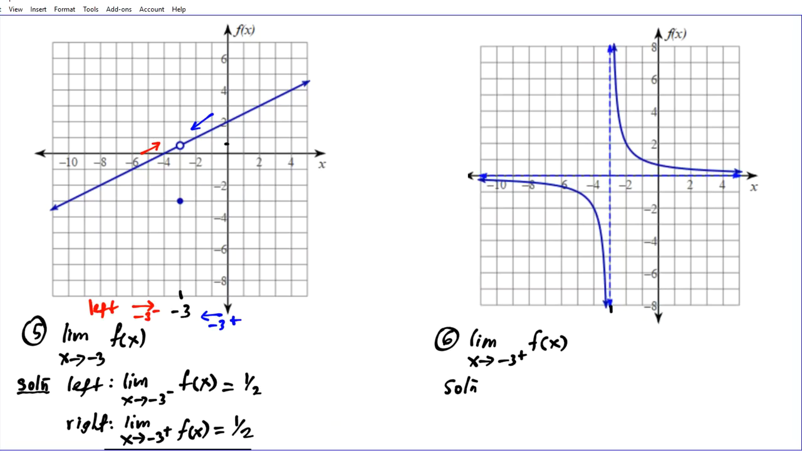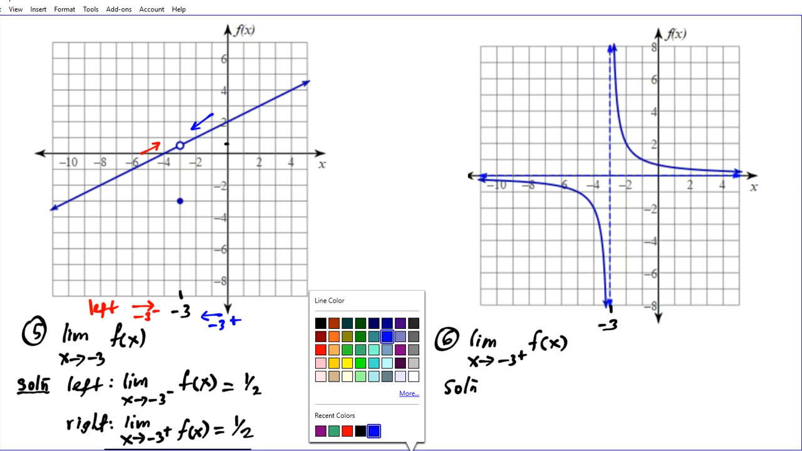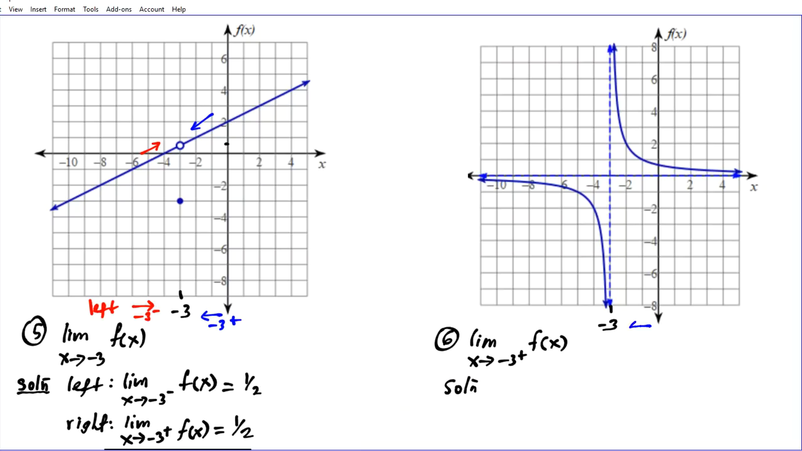This is negative 3. We're approaching negative 3 from the right. Okay, so negative 3 with a sign power of positive indicates that you're approaching it from the right. So when you're approaching negative 3 from the right, what we're looking at is this portion of this rational function right here, because it's to the right of negative 3.